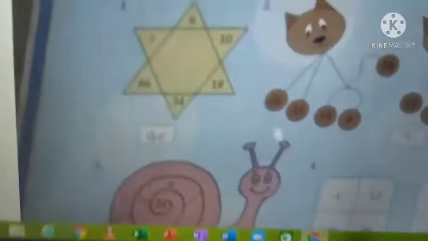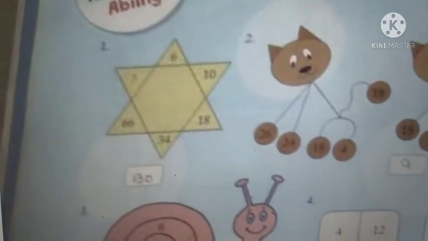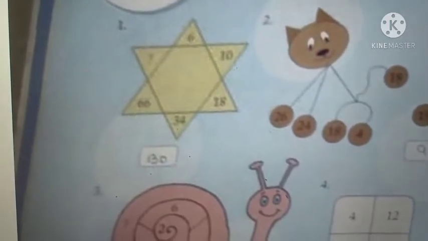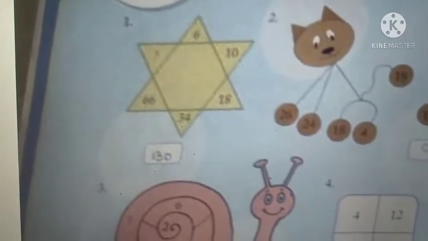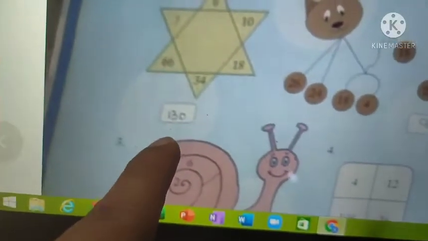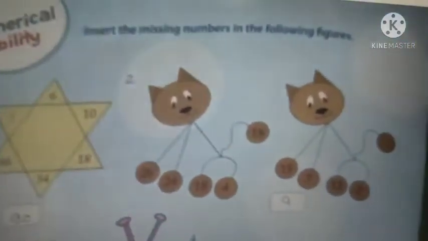That's the concept. 6 plus 4, 10. 10 plus 8, 18. 18 plus 16, 34. 34 plus 32, 66. 66 plus 64, 130. So the answer is 130. Okay, we'll go for the second one.